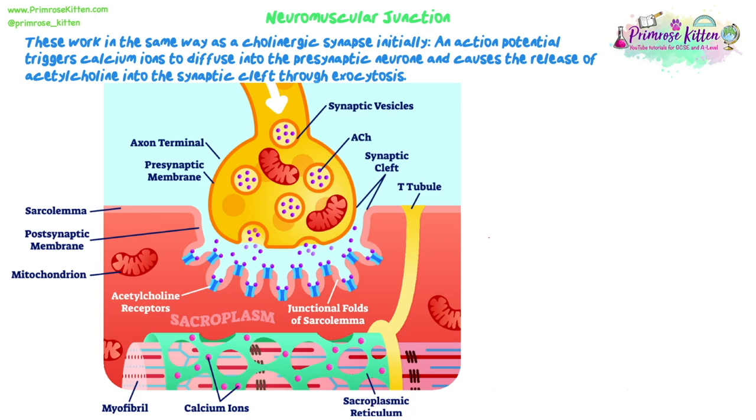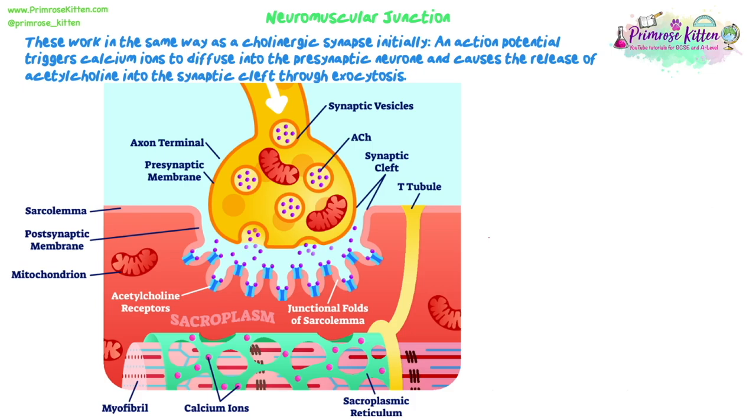So an action potential arrives at the part of the axon just above the synapse in the presynaptic neuron, and it causes the change in membrane potential, and that causes the influx of calcium ions into the presynaptic neuron, which causes the release of the acetylcholine that's in those vesicles, and they fuse with the edge of the membrane of the presynaptic neuron and release their contents by exocytosis into the synaptic cleft. So all of that is exactly the same as how we described an action potential arriving at a cholinergic synapse. It's just what happens afterwards.